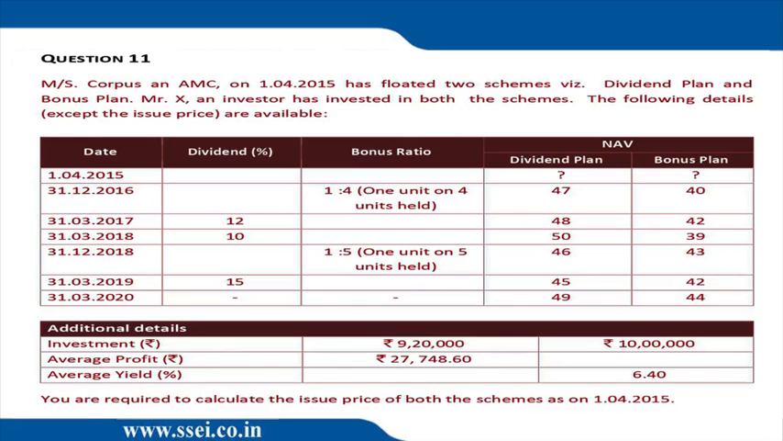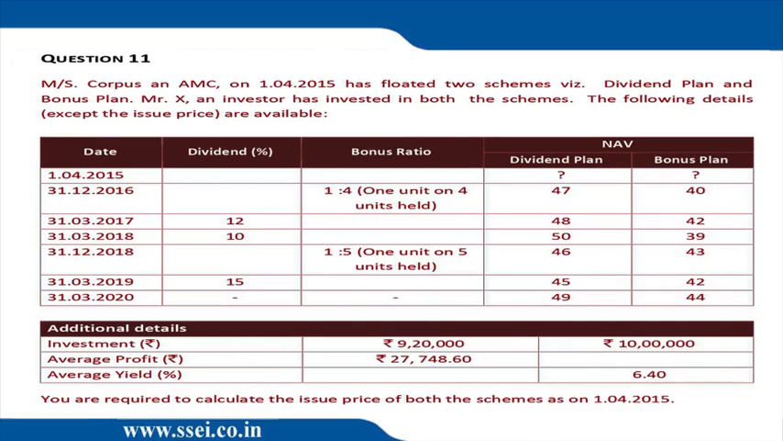So 10,58,743 is the redemption amount at the rate of 49, which is the ending NAV. Let's divide by 49. So I'm getting the ending units, which is 21,607. Please understand, these are the ending units, not the units purchased initially, but the units purchased initially plus the units received from dividend reinvestment. If we can find out the initial units, then the solution is simple, because the amount invested was 9,20,000, and if you divide by the initial units, you will get the NAV. Perfect. So we have 21,607 units at the end.